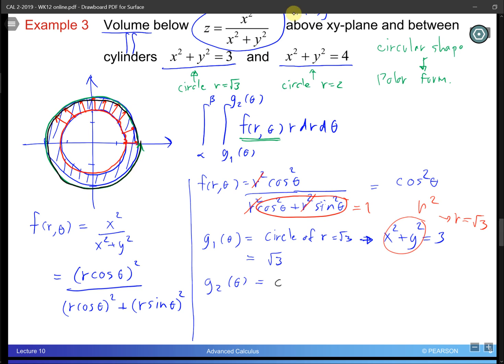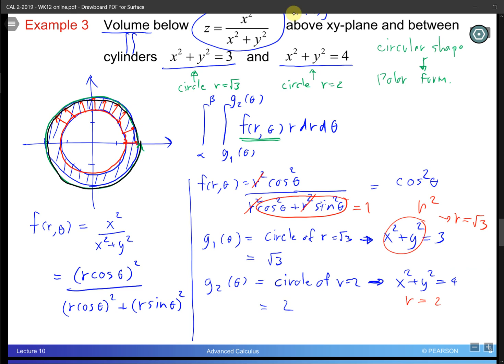So that is a circle of radius equal to 2, equation x squared plus y squared, that is the second one, equal to 4. So from this we get that r equal to 2. And we can see that this g2 theta equal to 2.